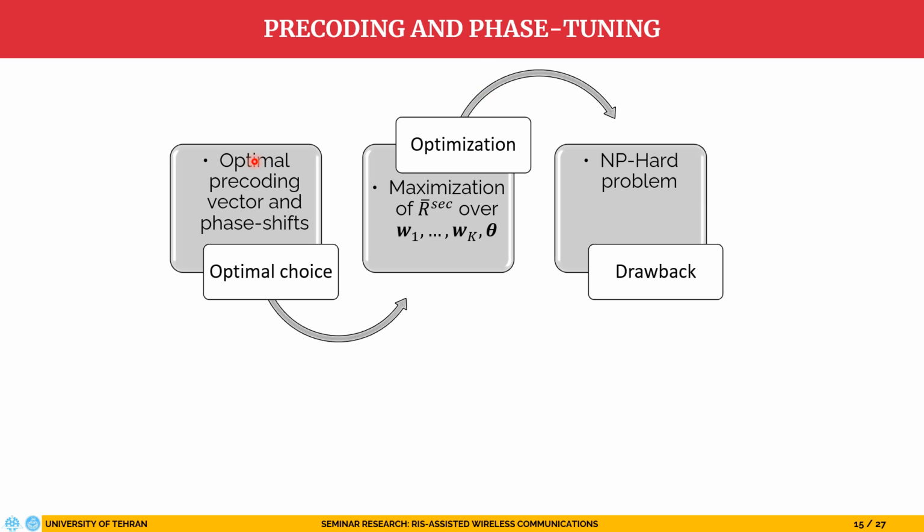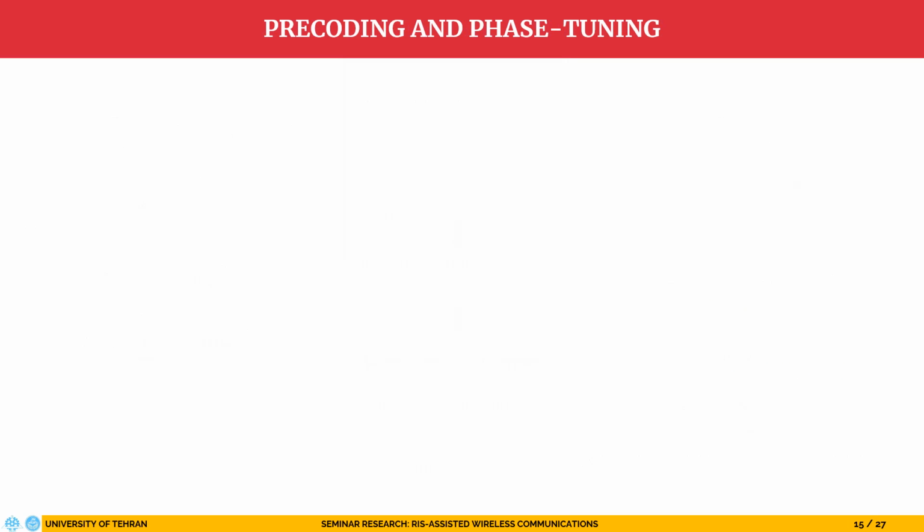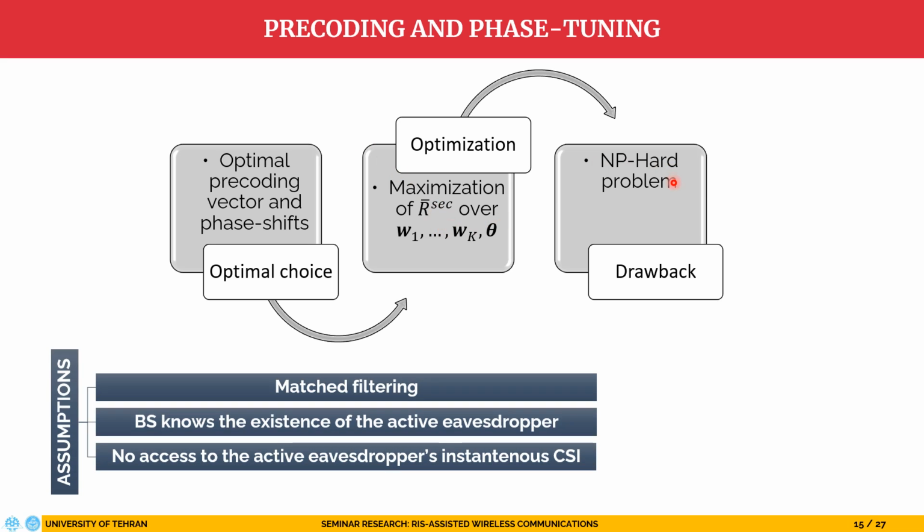Precoding and phase tuning: optimal precoding vector and phase shift. By optimal choice, we do the optimization, which is maximization of the achievable weighted secrecy sum rate. Maximizing this is an NP-hard problem, which is a drawback.